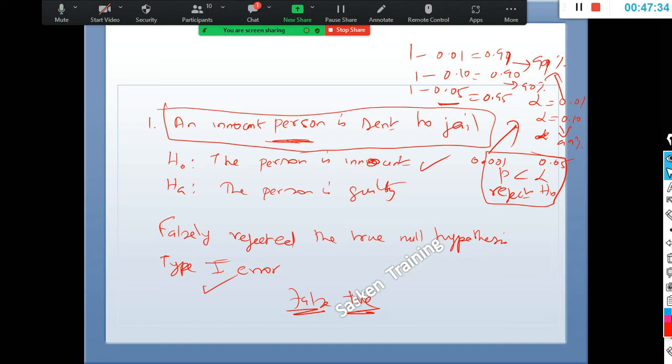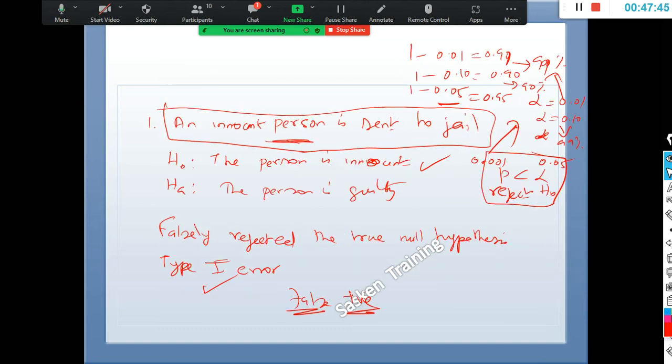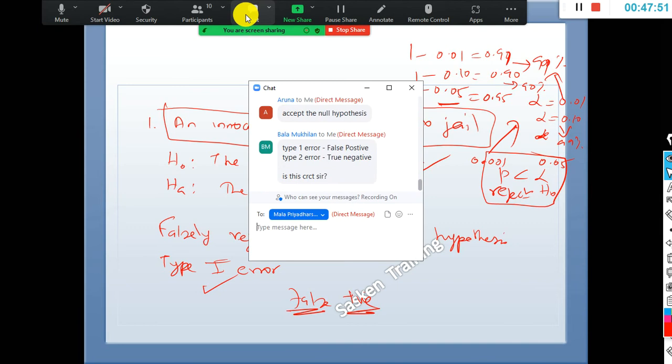So falsely rejecting the true null hypothesis is also wrong, and failing to reject the false null hypothesis is also wrong. So this is called false negative, and this is false positive. Okay. So true negative, correct.